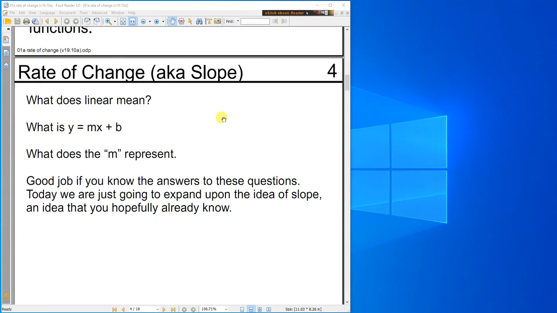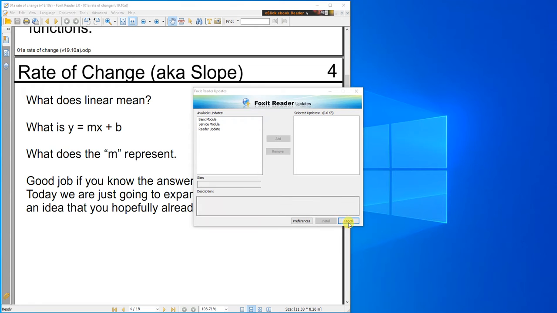So what does linear mean? Well, linear means a straight line. What is y equals mx plus b? That's the slope-intercept equation. And what does the m represent? Well, the m represents the slope. So good job if you know the answers to these questions. Today we're just going to expand upon the idea of slope, an idea that hopefully you're already comfortable with.